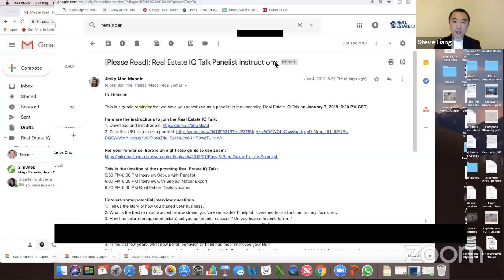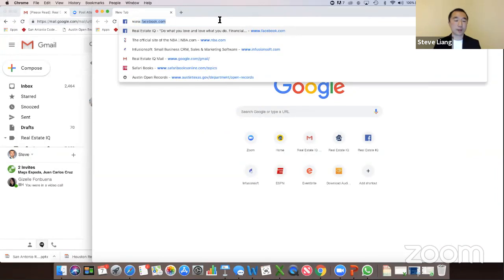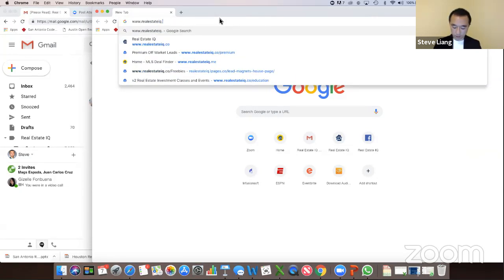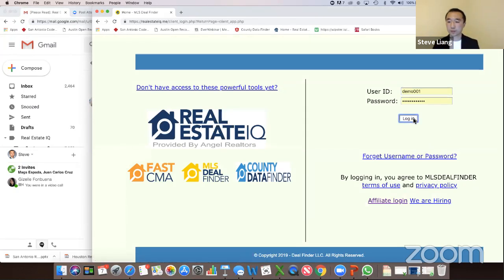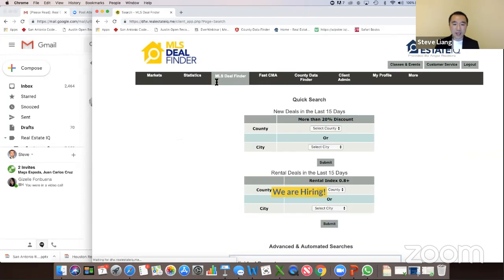So let me just organize my desk a little bit, and I would like to share with you how to do that. Okay, all right, so I got the email set up here, but let's open up a new window. And let's open up our Real Estate IQ platform here. How do we find a deal? And we're going to really analyze the deal here. So for this, let's find a deal on MLS Deal Finder.